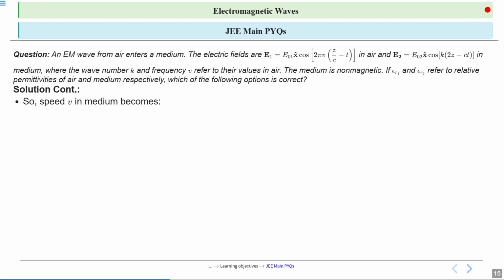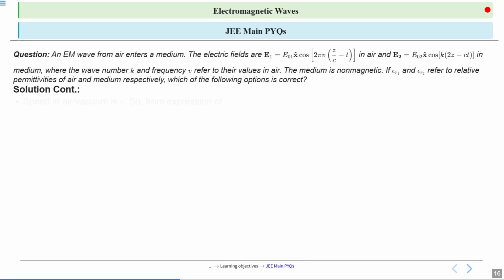Now the speed v in the medium becomes v equal to omega by k medium, so equal to omega by 2k. Omega by k for air is c. So v will be equal to c by 2, because c equals omega by k.